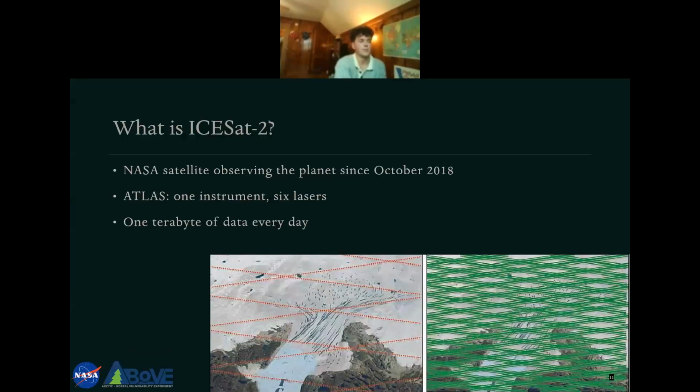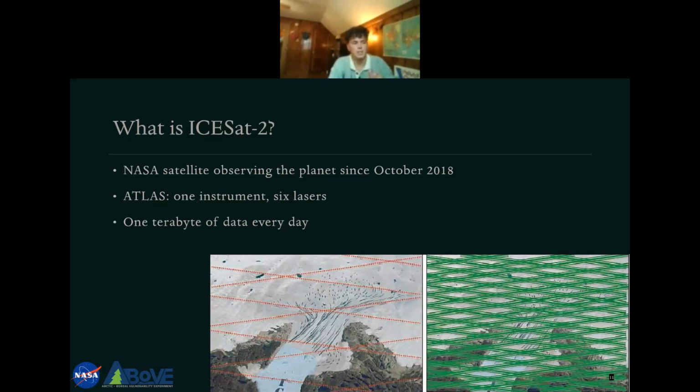So what is ICESat-2? It's the successor to ICESat, which collected data from 2003 to 2009. ICESat-2 is a NASA satellite observing the planet since October 2018. It follows a polar orbit and repeats ground tracks in polar regions every 91 days. And it carries just one instrument called ATLAS.